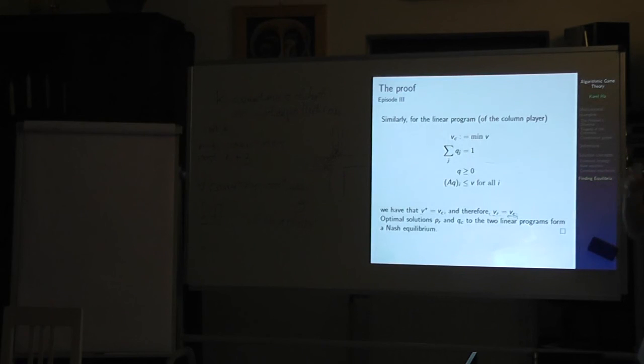So these two are in antagonistic relation. So they can't win or they can't gain more. So basically, that's why they form Nash equilibrium. And one interesting fact is that the two programs are roots of each other.